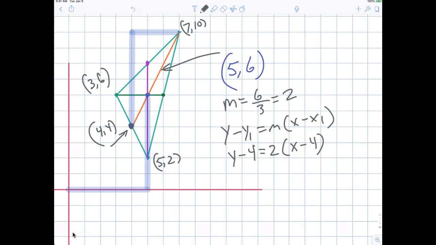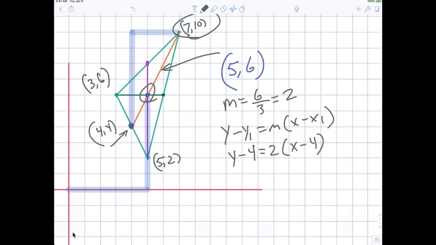Now again, I can't emphasize enough the importance of the line. If you're going, man, I don't know what you're doing, you need to raise your hand. Why did you use 4, 4, not 5, 2? Because I don't know that point is there yet. You could have said, why didn't I use 7, 10? You could use 7, 10. It doesn't matter. You're going to get the same equation.